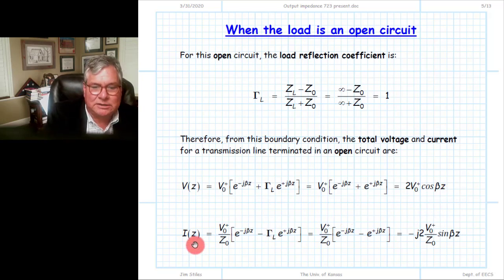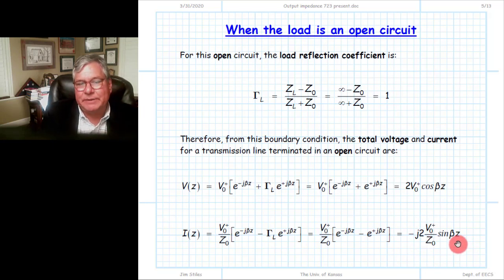Likewise, for the total current, for the value of gamma L equal to 1, we found that the current along a transmission line terminated in an open circuit had this form. Again, go back and look and see. We can use those results directly.